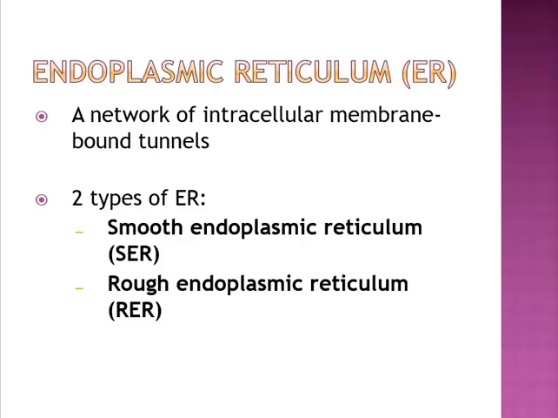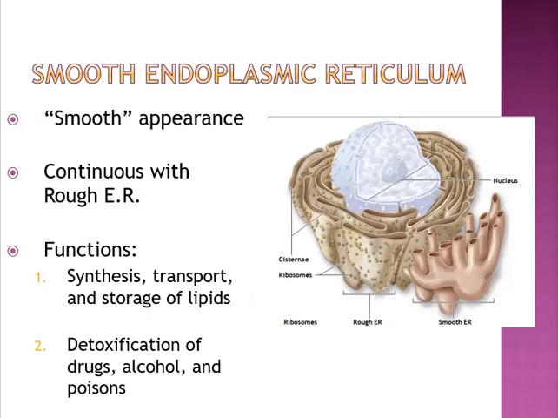The first structure that we're going to talk about is your endoplasmic reticulum. So this is a network of intracellular membrane-bound tunnels, and it can be subdivided again into two. We have our smooth endoplasmic reticulum and our rough endoplasmic reticulum. I abbreviated it here, however on the practical you may not abbreviate it, you must write out the entire name. So for your smooth endoplasmic reticulum, you would have to write out the entire thing instead of SER.